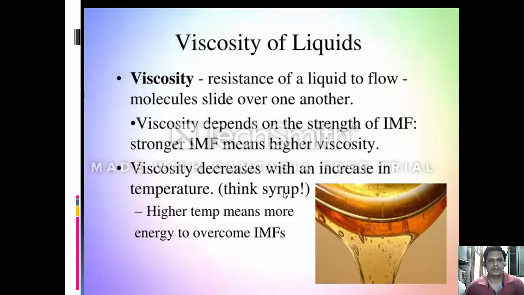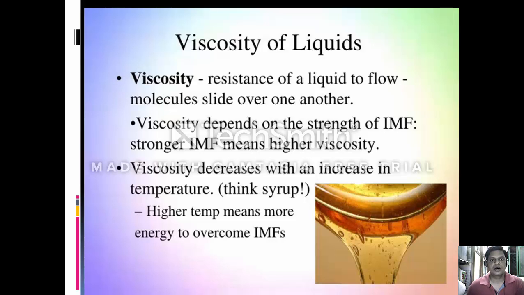Viscosity is nothing but the resistance of a liquid to flow, as molecules slide over each other. You can say that viscosity depends on the strength of IMF, intermolecular forces. Stronger IMF means higher viscosity. Lower IMF means the fluid has lower viscosity.